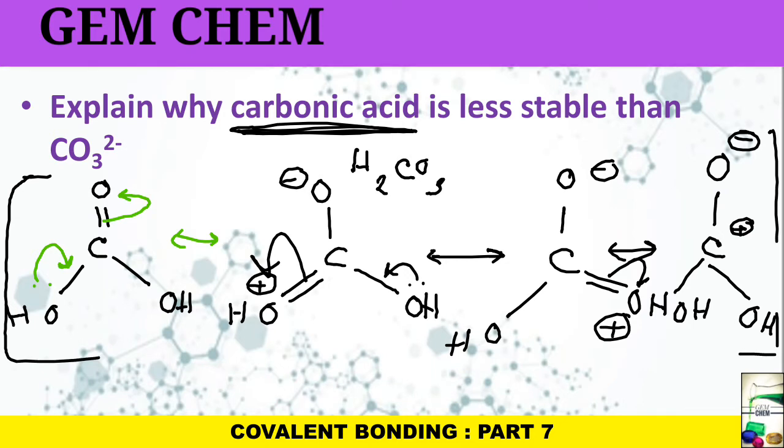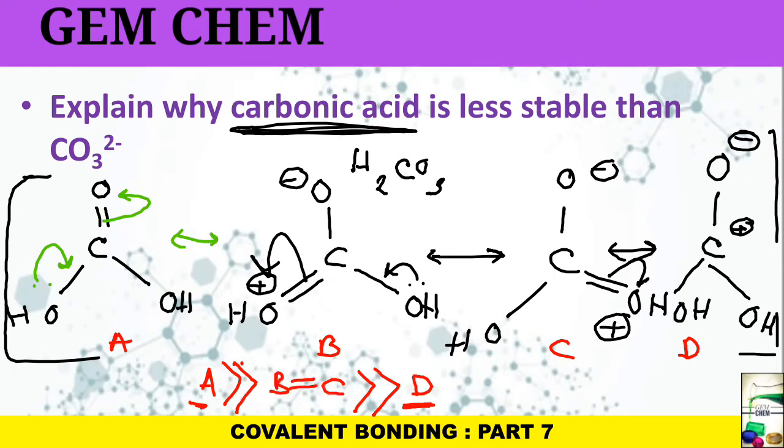So if we name these A, B, C, D, then from the rules we have understood that A will have the maximum contribution and D will have the least contribution, as there is separation of charges, positive and negative, right. And the number of covalent bonds is also less for D and maximum for A. And A has no charge separation, so it is the better option. So B and C will have equal contribution.